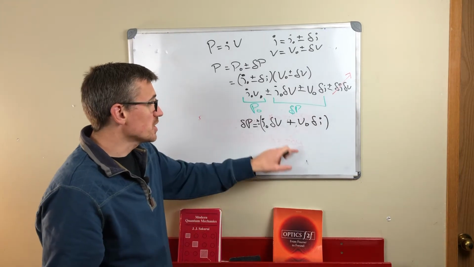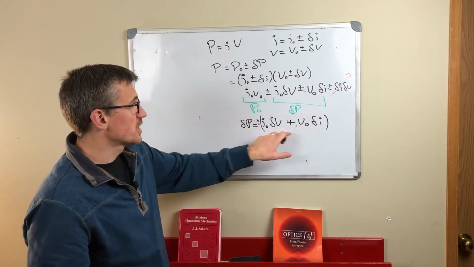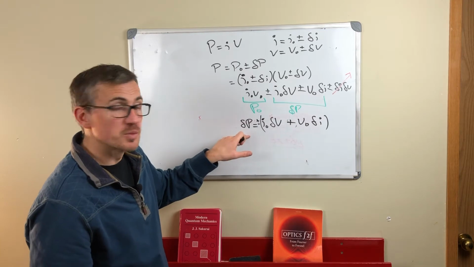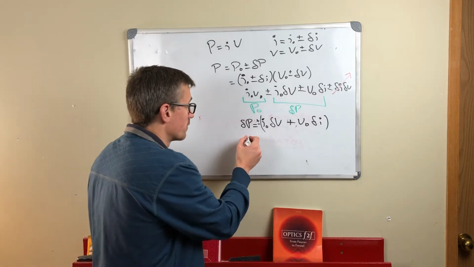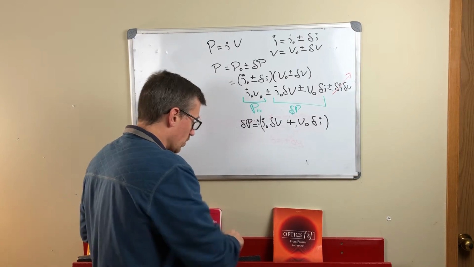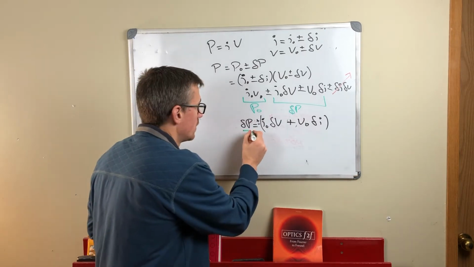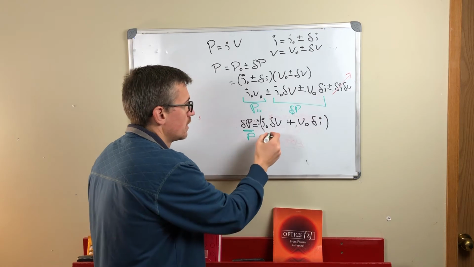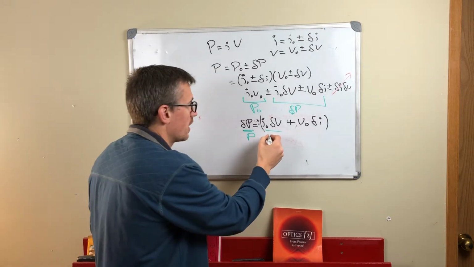So we can actually do a trick here. We can extract an I and a V, or in other words, we can divide both sides by the power. So delta P over the power, we're going to divide both of these by I naught V naught.